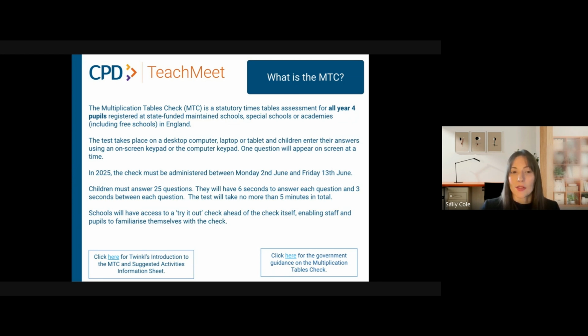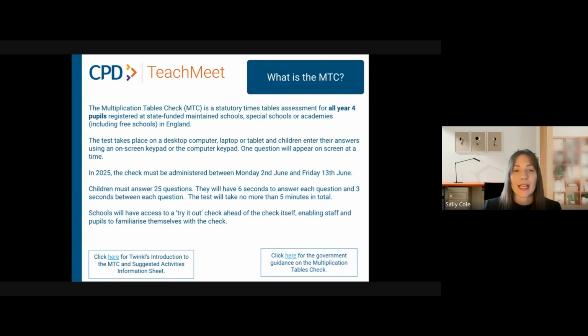Children enter their answers using an on-screen keypad or a computer keypad, and one question will appear on a screen at a time. So if you've done the Year 4 times table check before, it's the same this year. There's no changes to it, or none that have been announced so far. So fingers crossed that we've got up-to-date information. In 2025, the check must be administered between the 2nd of June and the 13th of June. So that's the same as last year. It's those first 2 weeks of June.